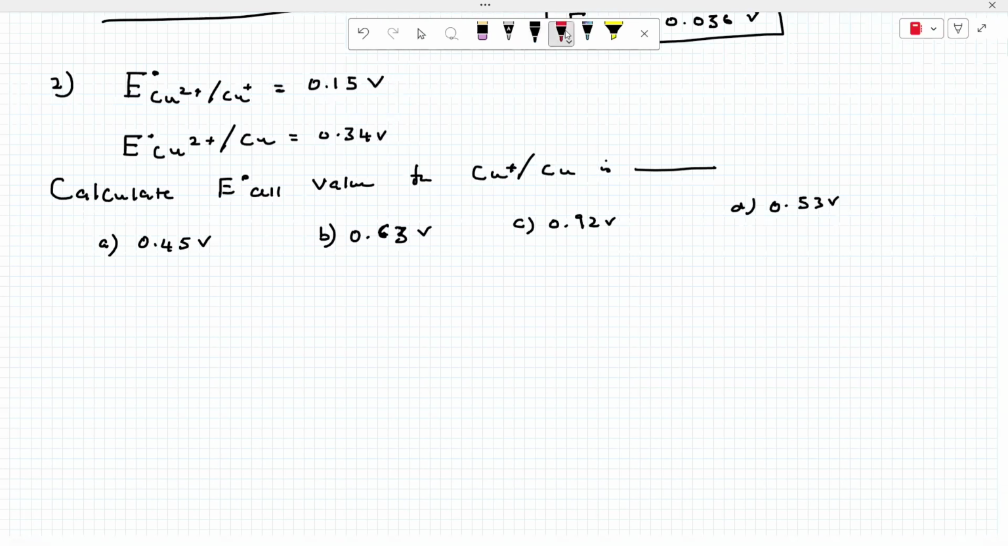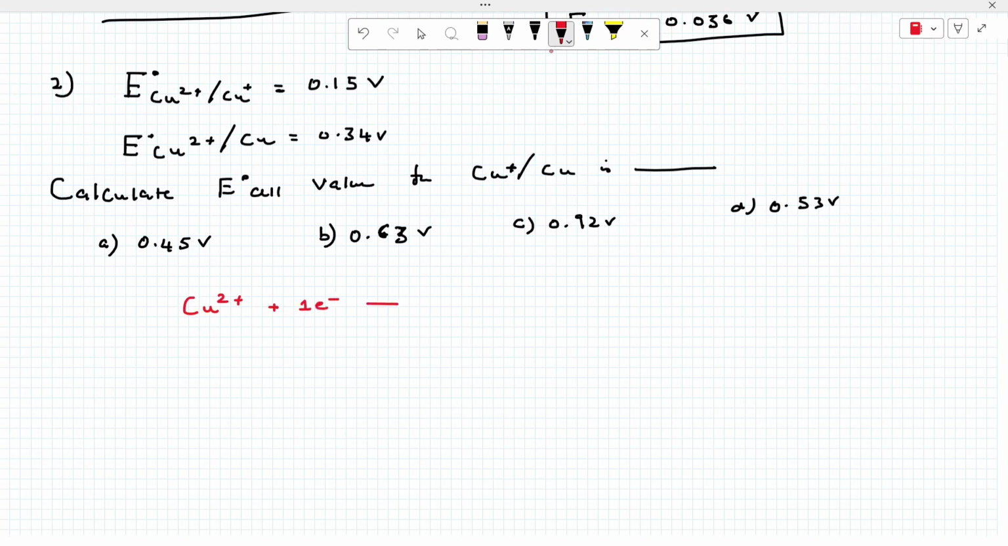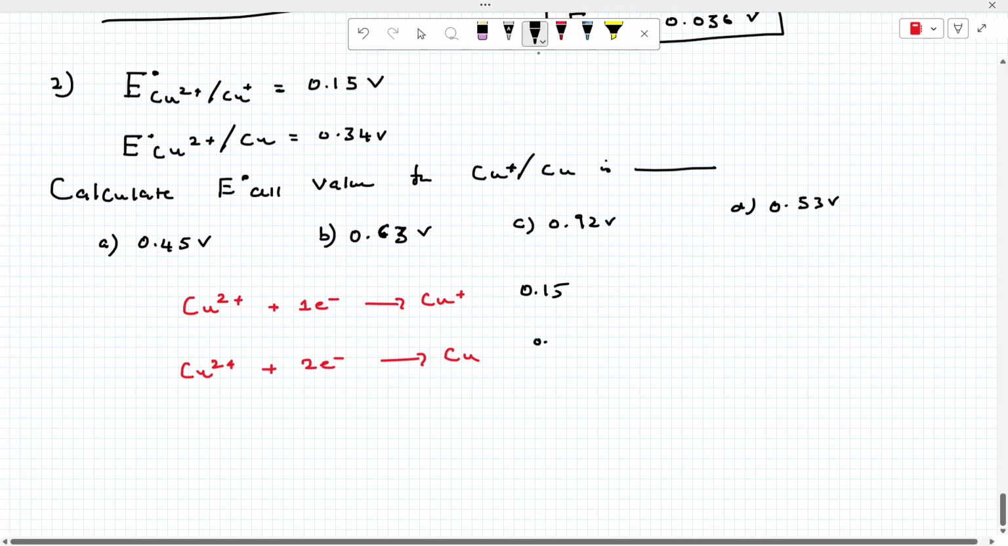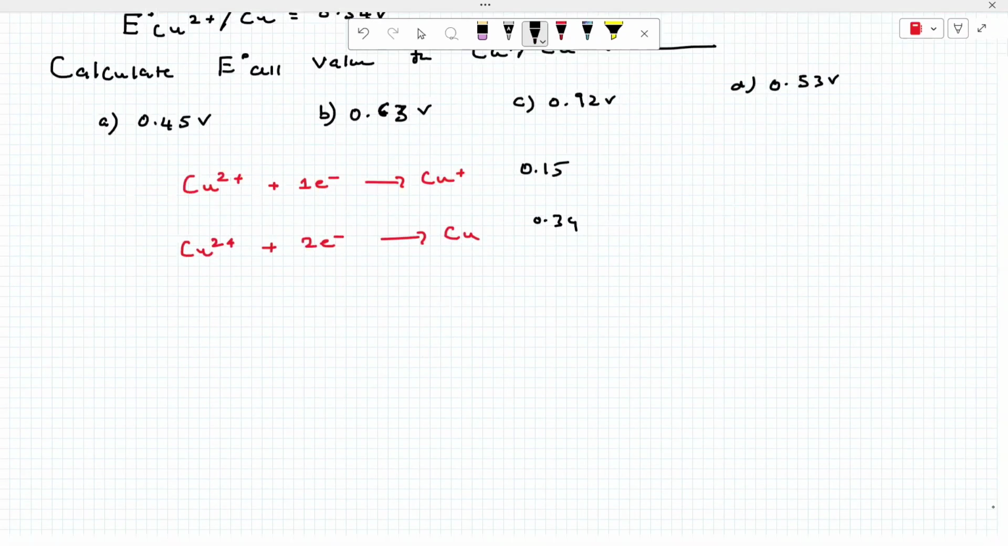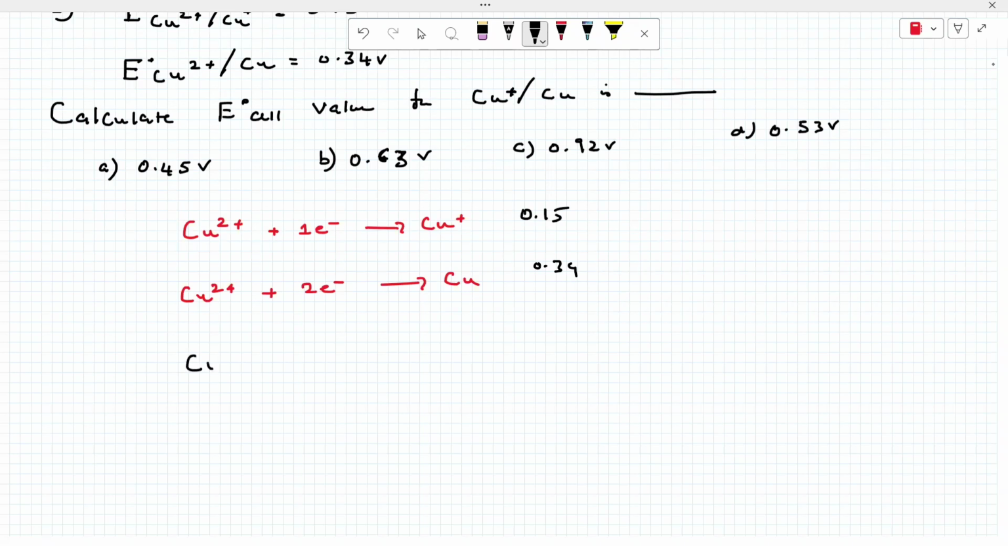The first equation is Cu2+ gaining 1 electron to become Cu+, with value 0.15. The second equation is Cu2+ plus 2 electrons giving Cu, with value 0.34. What do we want? Not Cu2+ to Cu. We want Cu+ plus 1 electron becoming Cu.